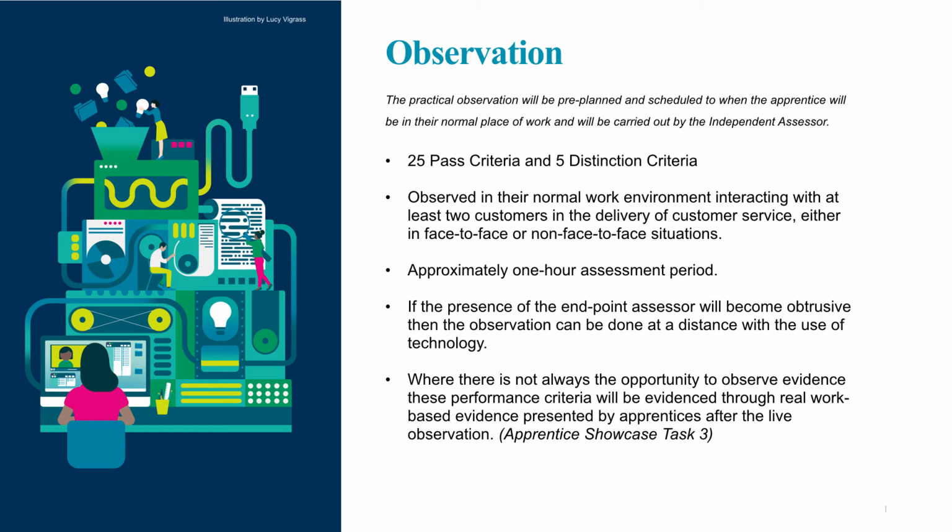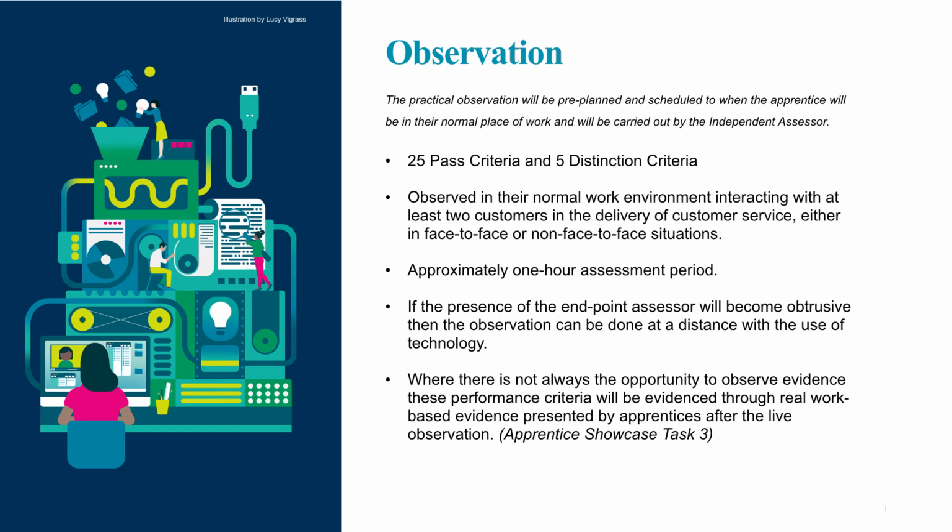Moving on to the observation. The observation is a pre-planned and scheduled observation when the apprentice will be in their normal place of work, and it will be carried out by the independent assessor. So the independent assessor will be observing your apprentice in their place of work. Again, 25 pass criteria and 5 distinction criteria. So it's a significant piece of evidence and a significant element of endpoint assessment.